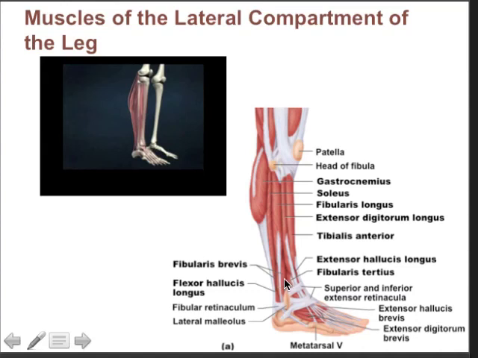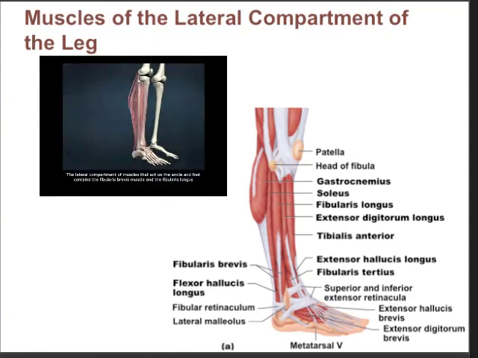And the fibularis longus, of course, is the longer muscle. But they're both, again, important in eversion of the foot. These guys run along the lateral aspect and they attach down near the base of the ankle, and as a result allow eversion of the sole of the foot. So let's take a listen.